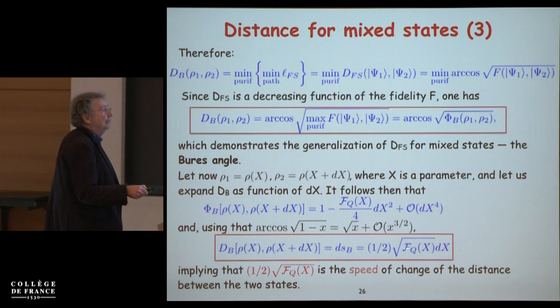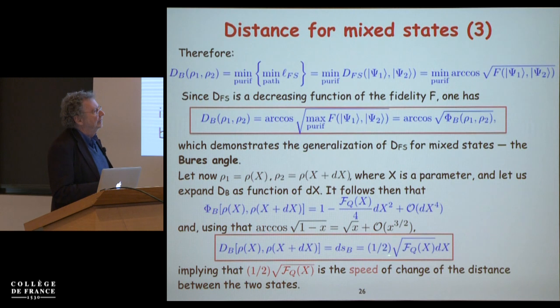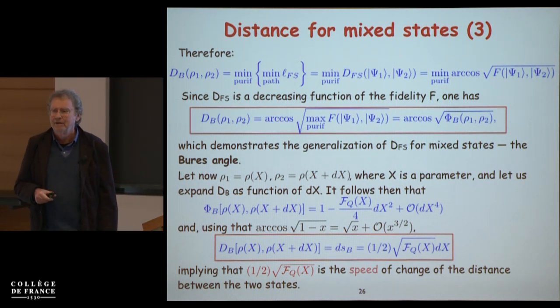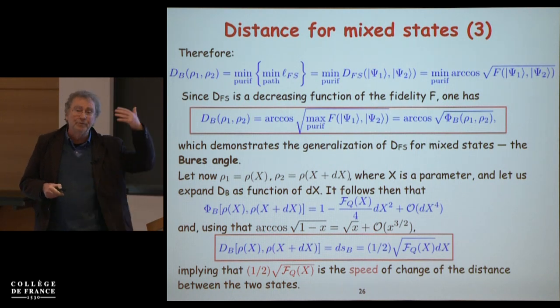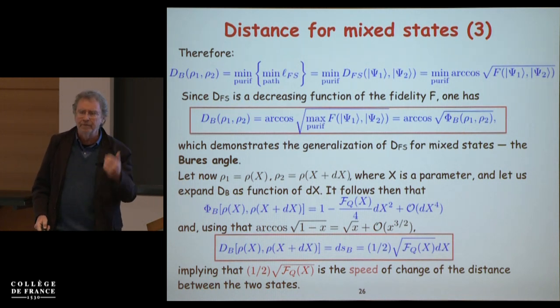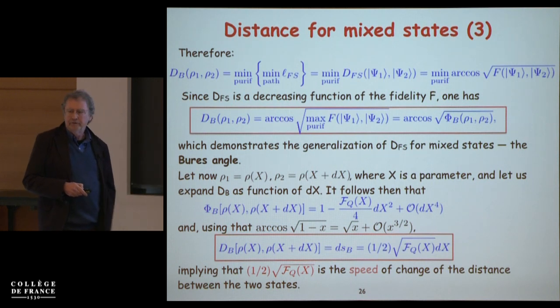So this is a very important expression because it shows that 1/2 multiplied by the square root of the quantum Fisher information is the speed of change of the distance between the two states. I call it speed in a general sense. If x was the time, it would be the real speed. But for any parameter, it's the speed of evolution as the parameter changes. Okay? So that's a very important concept, and that's going to allow us the generalization of the Mandelstam-Tamm relation for open systems.